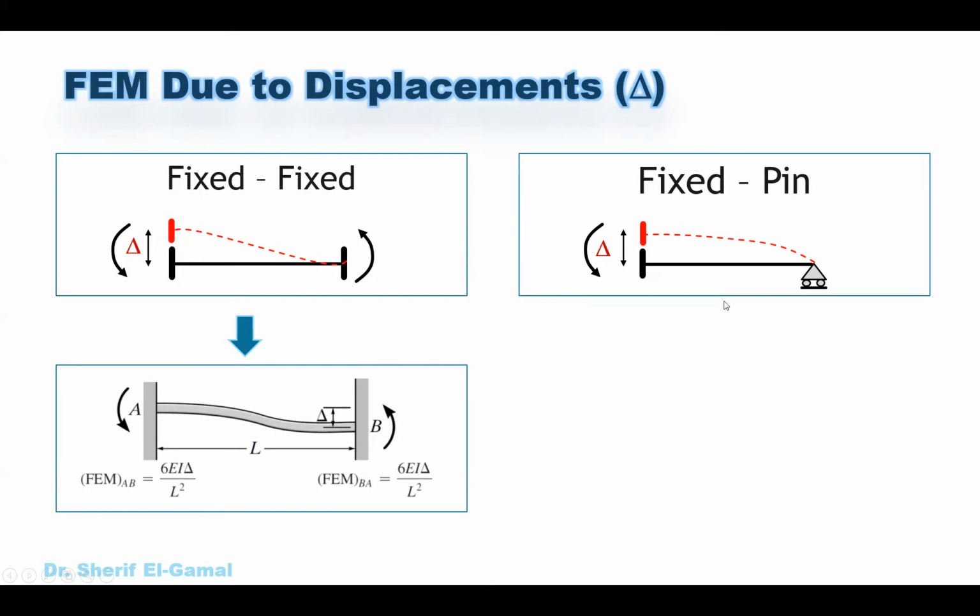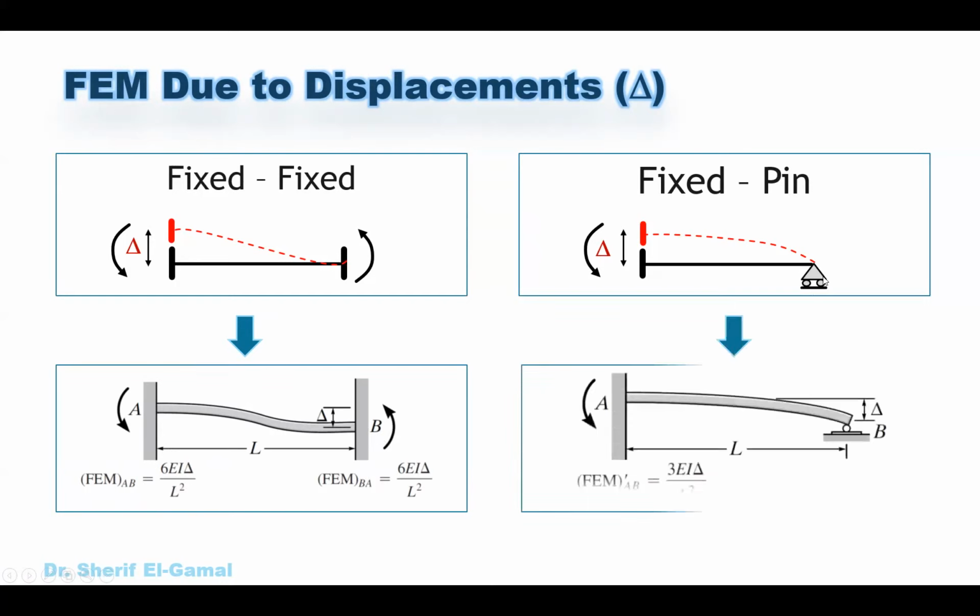And in the second case, when you have an end span where the far end is a pin or roller, you have a moment only here, 3EIΔ over L². So you have only one moment on one side, 3EIΔ over L², in the fixed-pin case. And in the fixed-fixed case, it is double the moment, with two moments, 6EIΔ over L² each. This is very important for the second case.